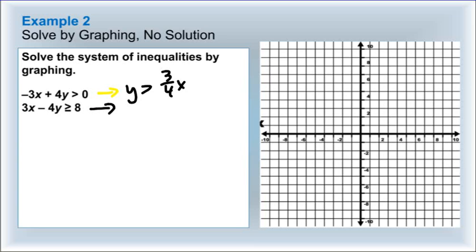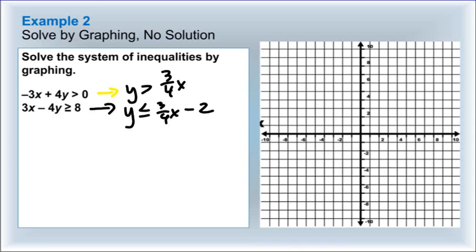And then the other one, I need to subtract 3x and then divide by -4, which means I do have to flip the symbol. So now it'd be less than or equal to b, a negative 3x divided by -4, which would be a positive 3/4 x. And then 8 divided by -4 is a -2.